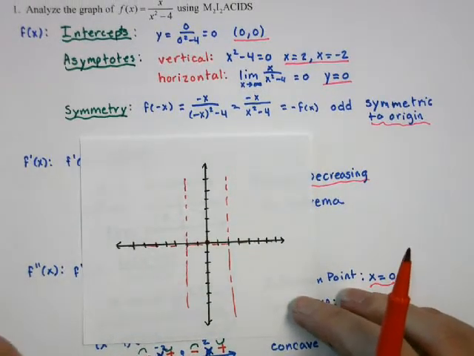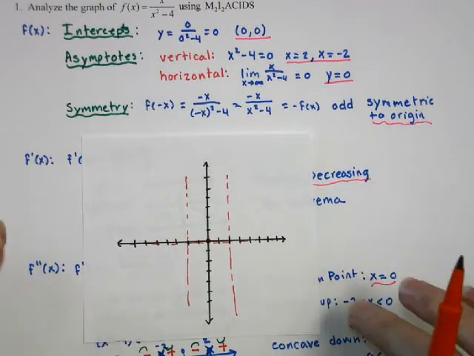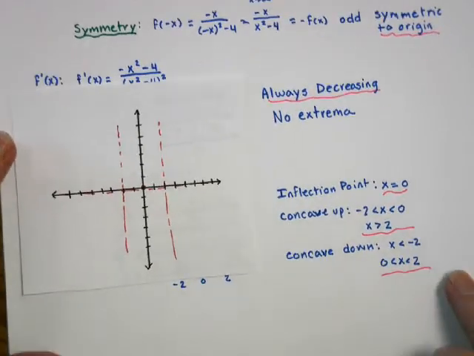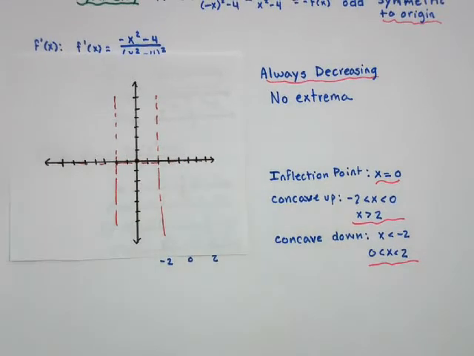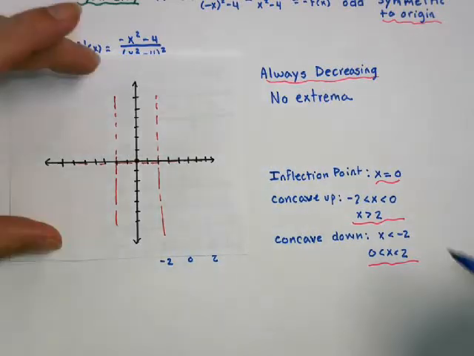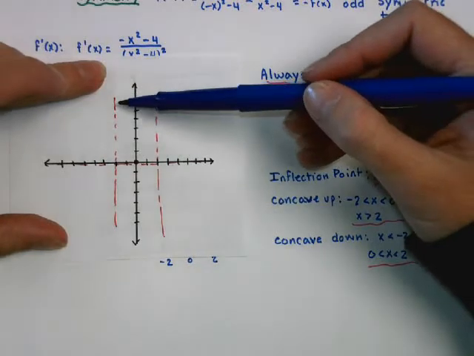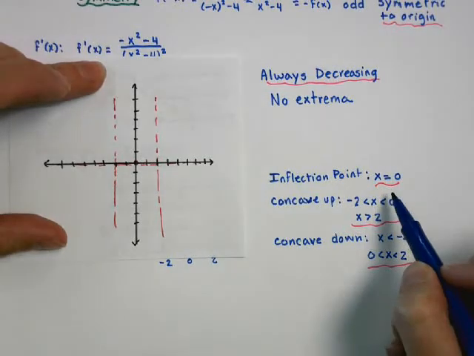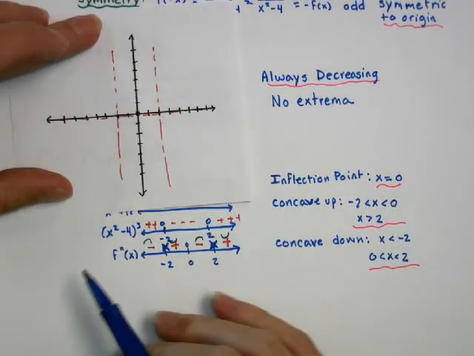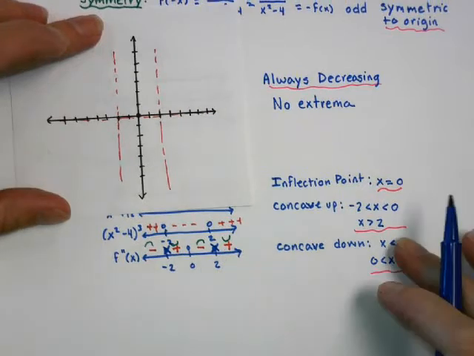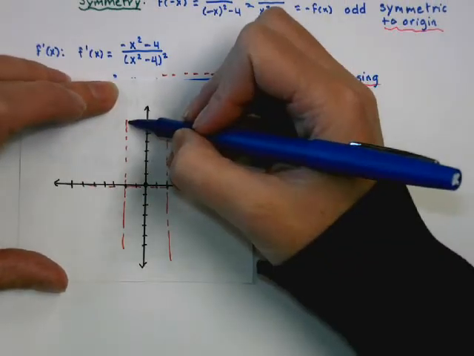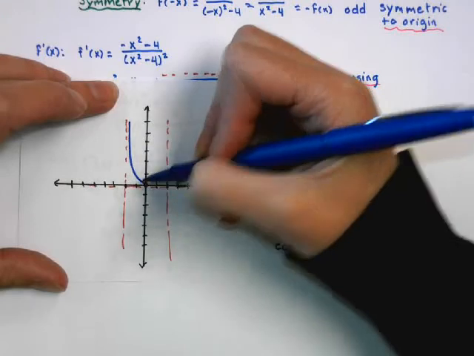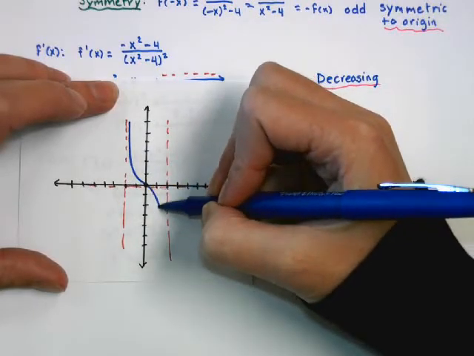The rest of this graph is always decreasing. So I'm going to look at the middle part first. If it's always decreasing, then it's going to have to go from positive infinity to negative infinity going through here. There's an inflection point at 0. And remember, it's concave up before we get to 0 and concave down afterwards. So it's going to be concave up and decreasing to that point. It's going to be concave down and decreasing past that. That also makes it symmetric to the origin.